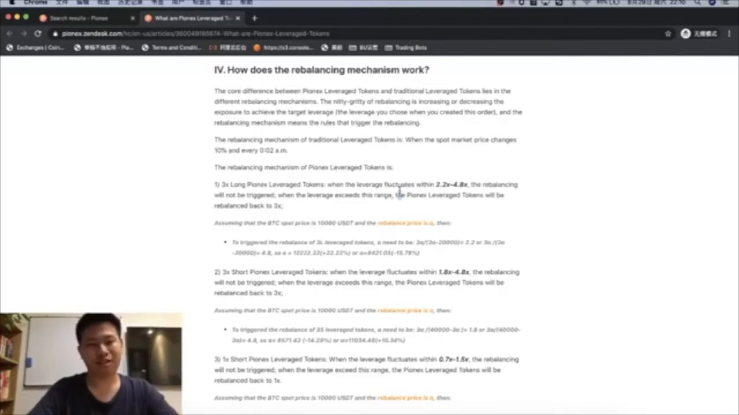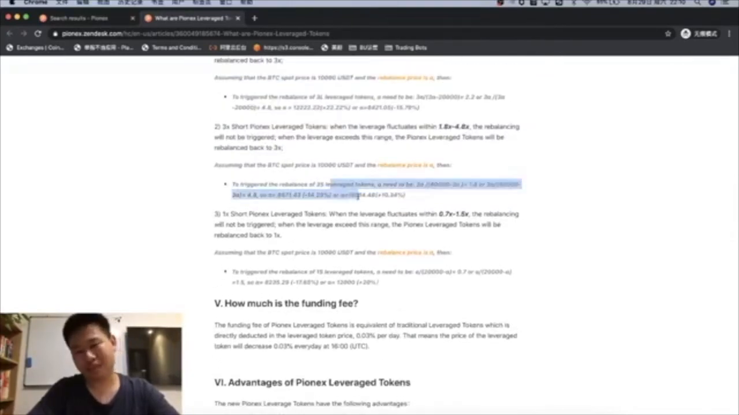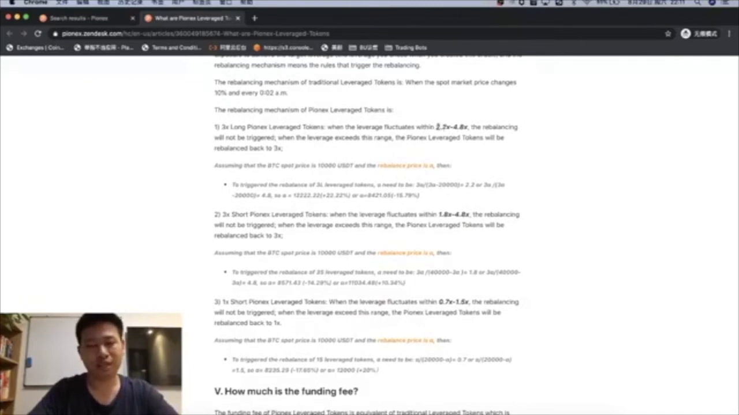And if you have chosen the wrong direction, we will reduce the risk by rebalancing. Yes, and so actually, if the market is fluctuating so much, you may lose during the rebalancing. So for example, if it is rebalanced when the leverage is 2.2 times, and then it is rebalanced when the leverage has become 4.8, and then you will lose from that.